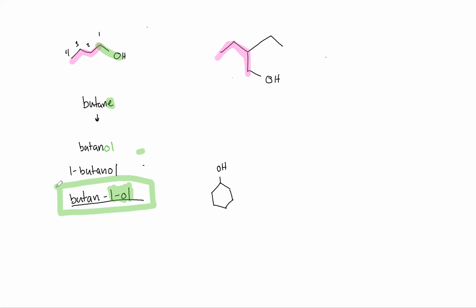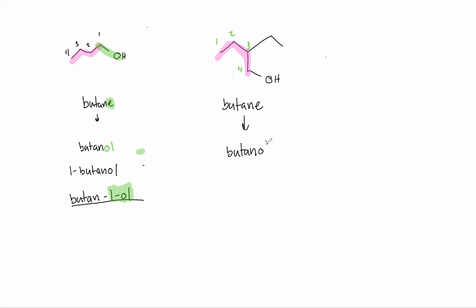All right? Okay. So let's look at this other one right here with the pink. So obviously we're gonna write down our parent name, which is gonna be 1, 2, 3, 4 once again. So that's gonna be butane again. And once more, we're gonna change the E into an OL and we become butanol. Okay, so now we have to number it. Here, I've numbered it the opposite way.